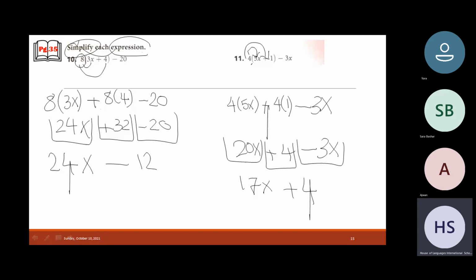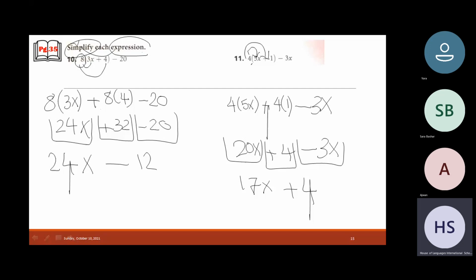Yes? Number 10. 32 minus 20, 12. The teacher, we will just multiply 4 by 5. Then we will multiply 4 by 1. Distribute. 4 minus 3. Then this is minus 3x. So teacher, like first thing you multiply these two, then the answer of these two will be multiplied by these two, and then the answer of these two will multiply.